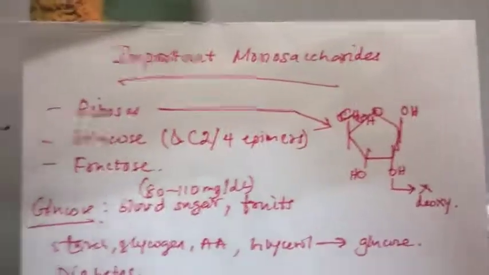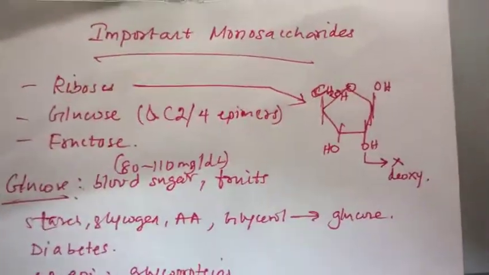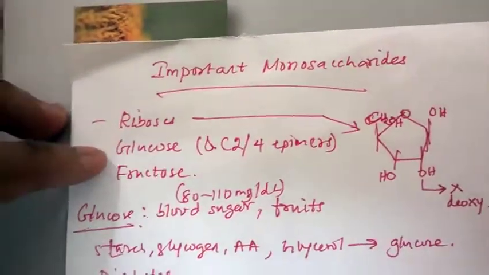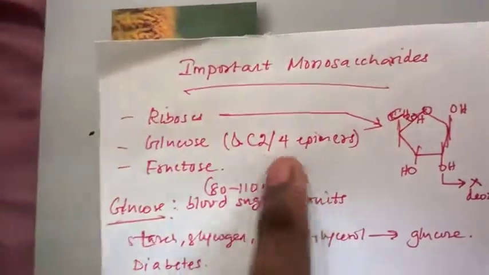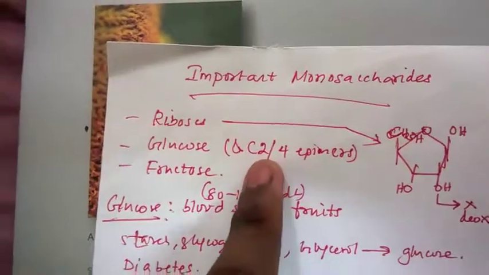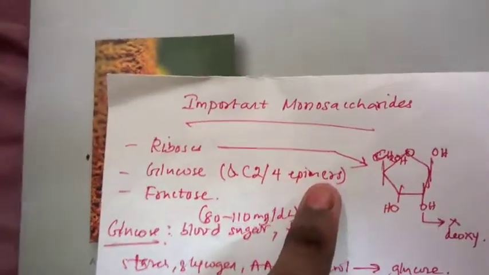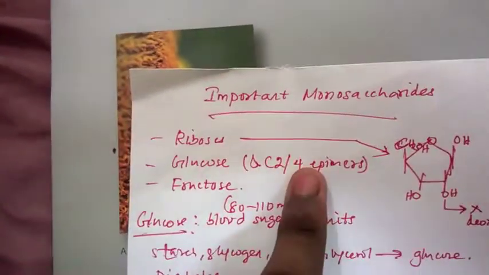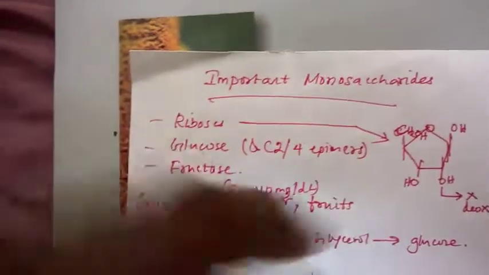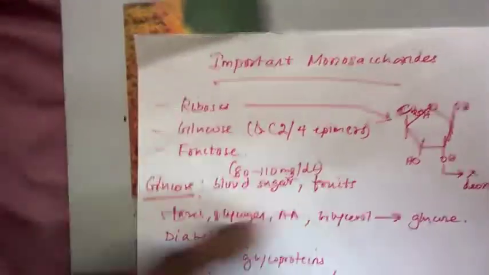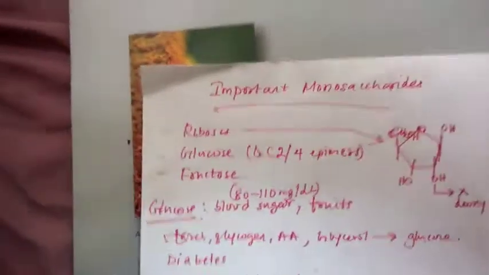We're going to look at the important monosaccharides today. First we have the riboses, then glucose, and if you look at glucose, we are also going to look at the second and fourth epimers. The second epimer is mannose, the fourth epimer is galactose. So, we'll look at those two as well, and then we'll move on to fructose.